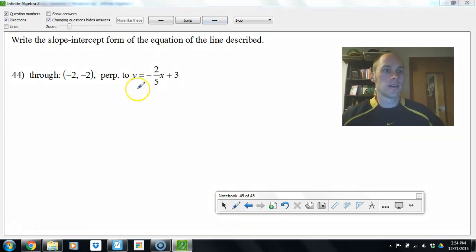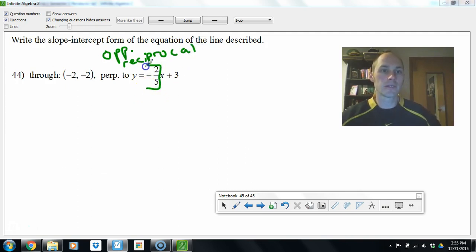Perpendicular. So if the line goes through (-2, -2) and it's perpendicular, perpendicular means it's the opposite reciprocal for the slope. So if this slope is -2/5, the perpendicular slope would be the opposite, positive, reciprocal. Flip it around, 5/2.